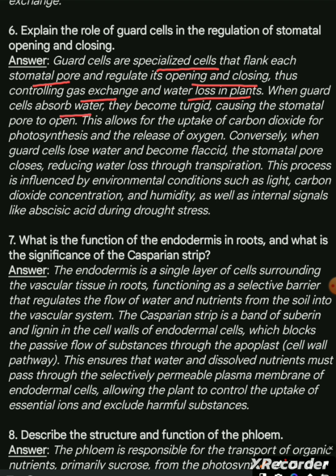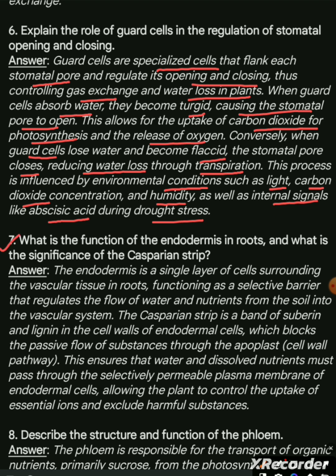When guard cells absorb water, they become turgid, causing the stomatal pore to open. This allows for the uptake of carbon dioxide for photosynthesis and the release of oxygen. Conversely, when guard cells lose water and become flaccid, the stomatal pore closes, reducing water loss through transpiration. This process is influenced by environmental conditions such as light, carbon dioxide concentration, and humidity, as well as internal signals like abscisic acid during drought stress.